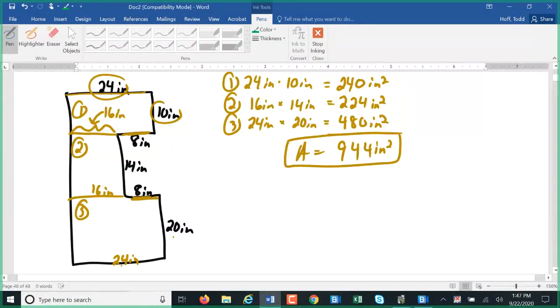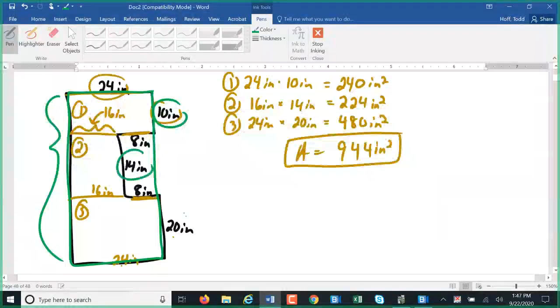However, this is one that I think might be slightly easier if we did the big rectangle first. You just subtract out the missing piece. Of course, we do have to know this length here. It'll be 10 plus 14 plus 20, which is 44 inches. So that big area is 44 inches times 24 inches, which is, what is that, 1,056?